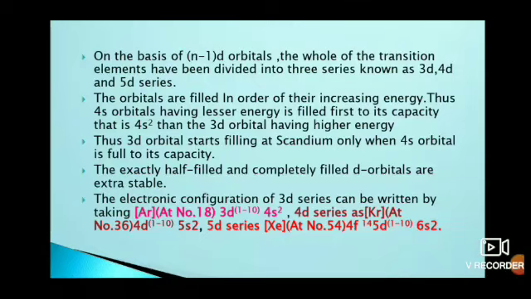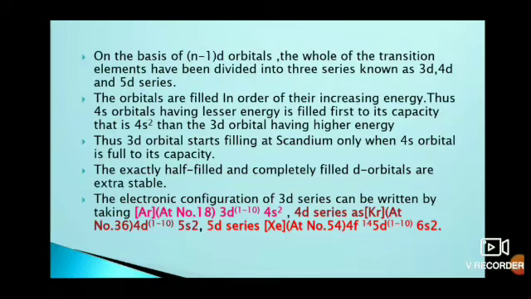The orbitals are filled in order of their increasing energy. Thus 4s orbital having lesser energy is filled first to its full capacity, that is 4s2, than the 3d orbital having higher energy. Thus 3d orbital starts filling at scandium only when 4s orbital is full to its capacity. The exactly half filled and completely filled d orbitals are extra stable.